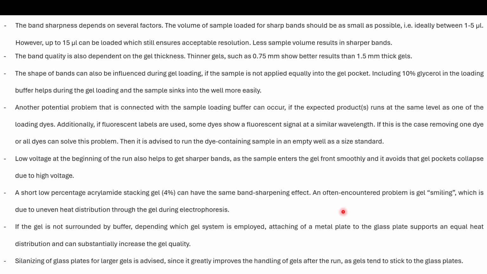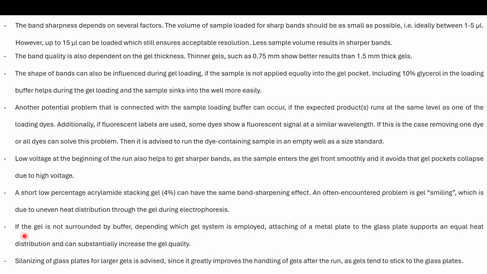electrophoresis. The smile is like a curvature, right? Within the same well, the sides, as compared to the middle, will be heated unevenly. The heat distribution will be uneven. Based on that, the movement of the protein will be hampered, because it will change the porosity of that particular area through which the sample is moving.